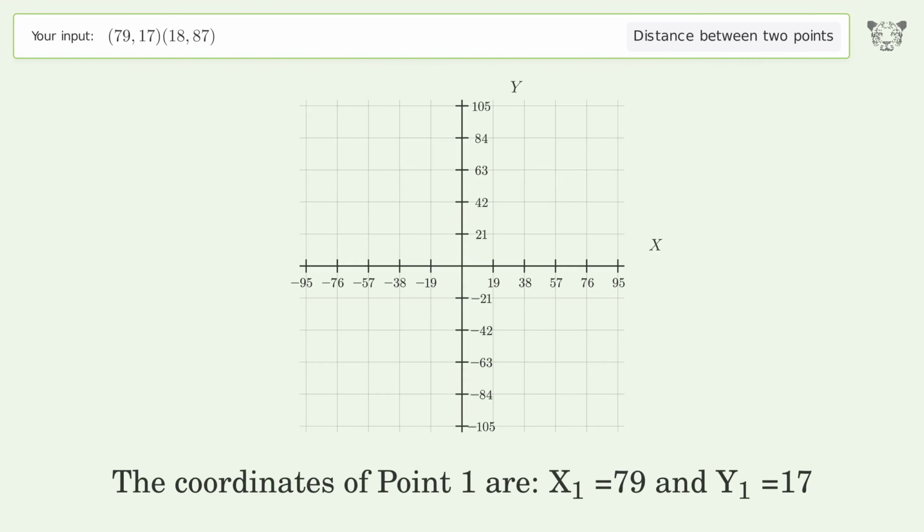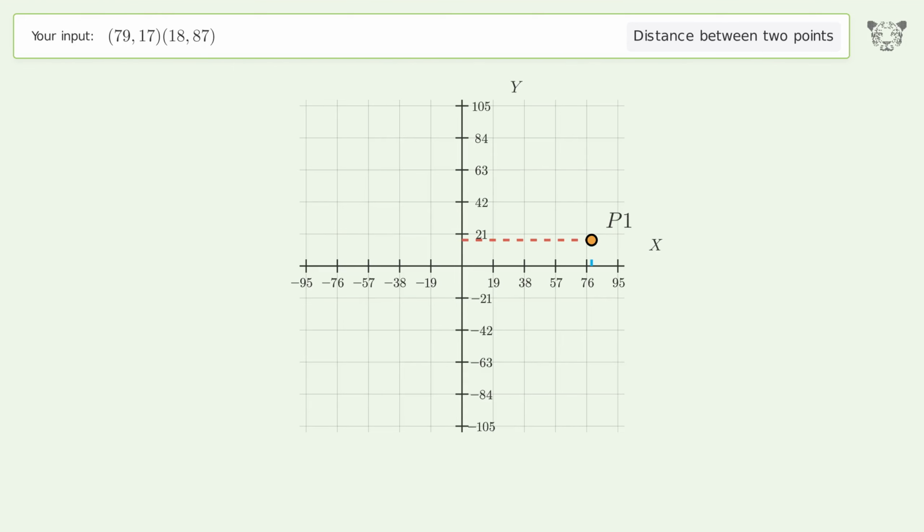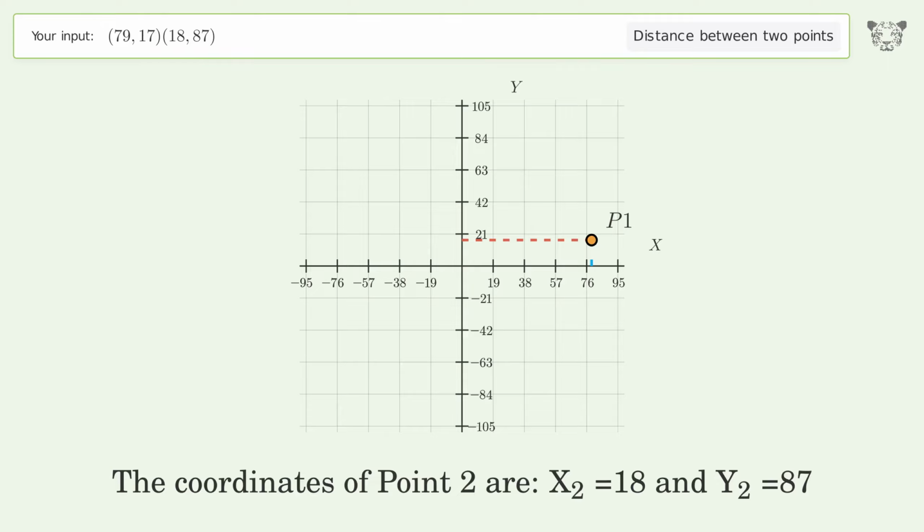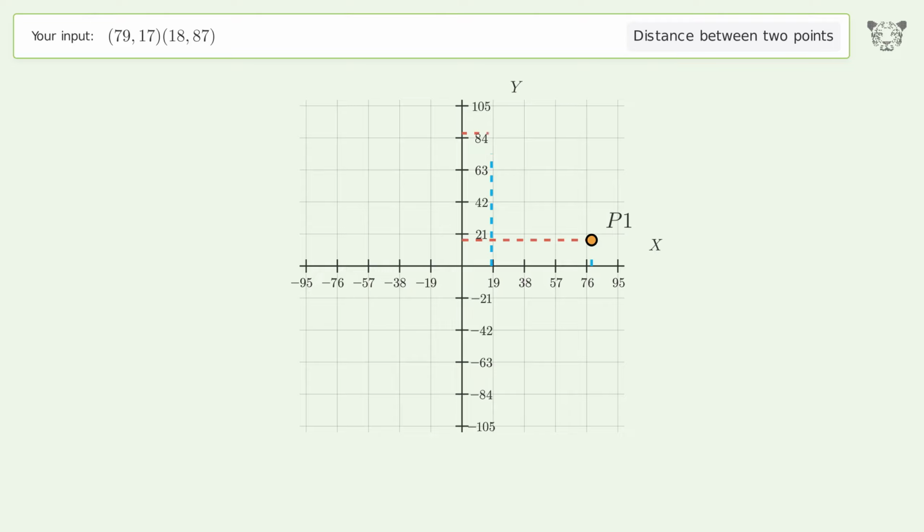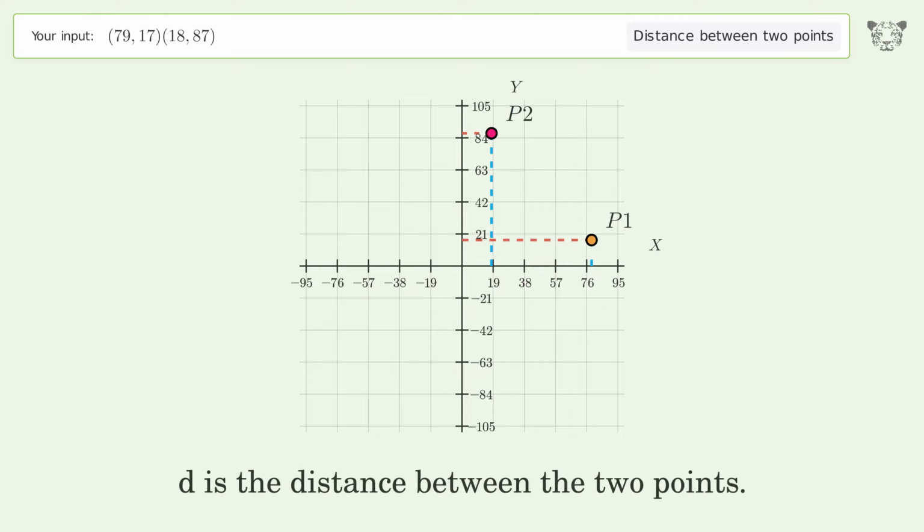The coordinates of point 1 are x1 equals 79 and y1 equals 17. The coordinates of point 2 are x2 equals 18 and y2 equals 87. D is the distance between the 2 points.